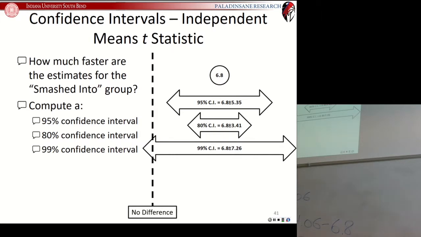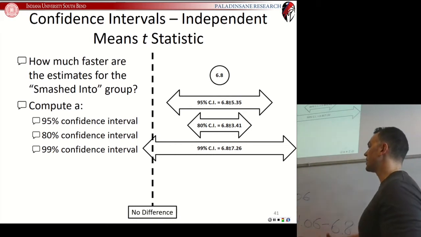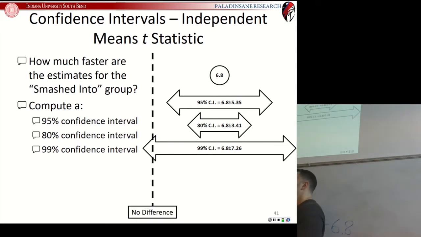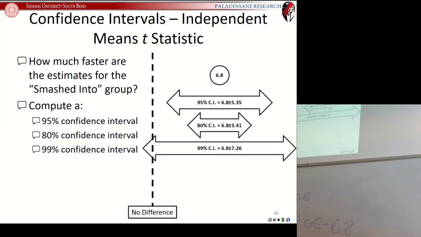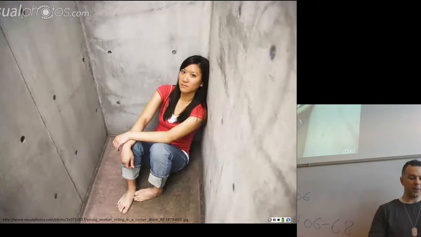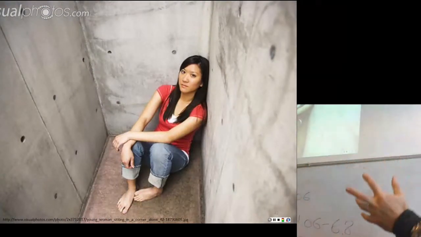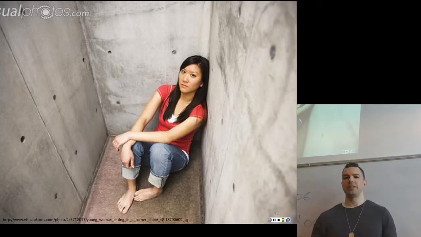And as you see, the calculation of the t-test depends upon your comparison distribution, so you need to choose the correct t-test when you're doing that particular confidence interval. No problem. All right, so that is the independent means t-test. Now we're going to wrap up our look at confidence intervals with the dependent means t-test.